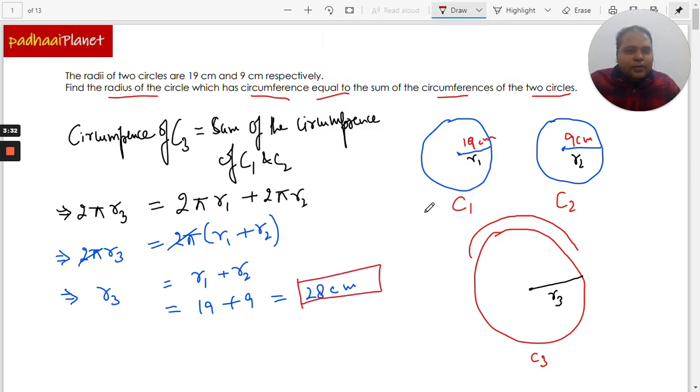So it's very simple. Whenever we have such situations, even if there are more circles, say 3 circles, and the question is that the sum of their circumferences is equal to the circumference of the bigger circle, then just simply add up the radii of all the smaller ones, and you will get the radius of the bigger circle.